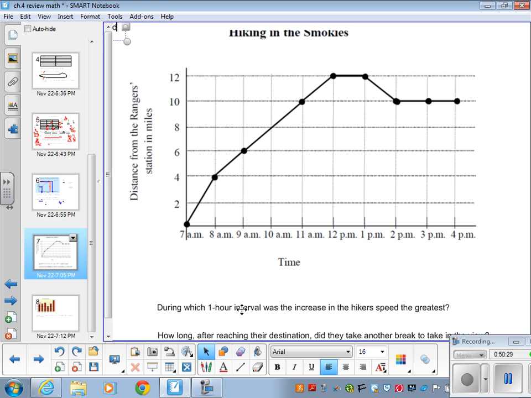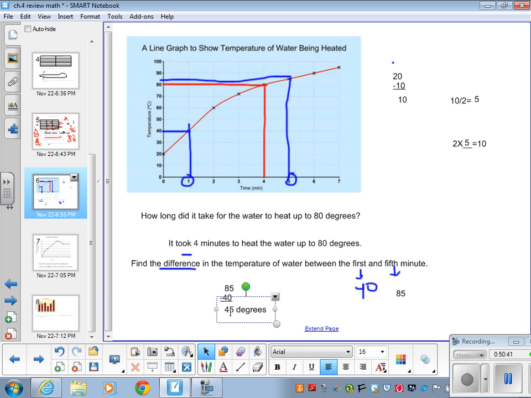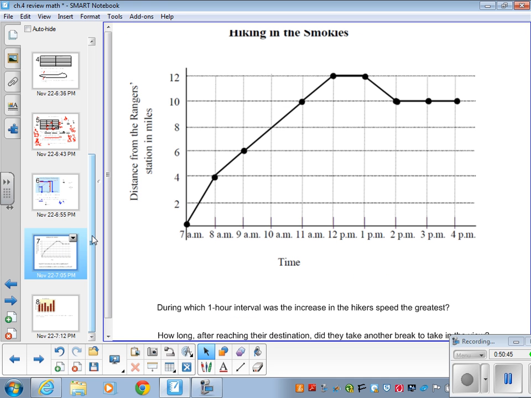Oops. 45 degrees. All right, we're done. On to the next one. We have this one and the next one, and then we are done.